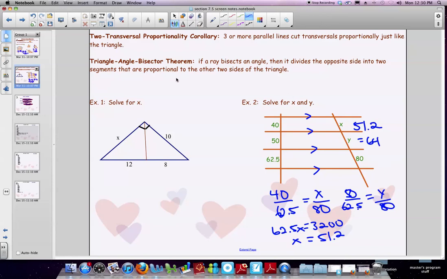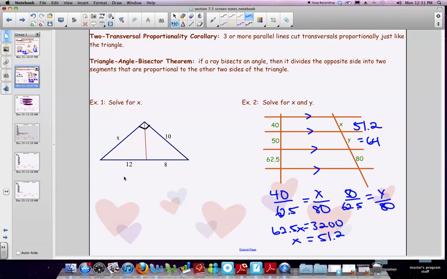The last piece of information for this section is called the triangle angle bisector theorem. It simply says that if you have a triangle and you draw a segment that bisects the angle, so this part of the angle has to be equal to this part of the angle, then it also divides the segments proportionally to the other two sides, which means that it cuts the triangle into two ratios.